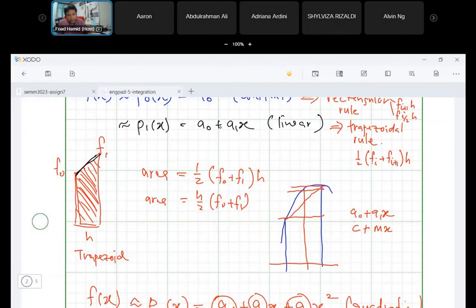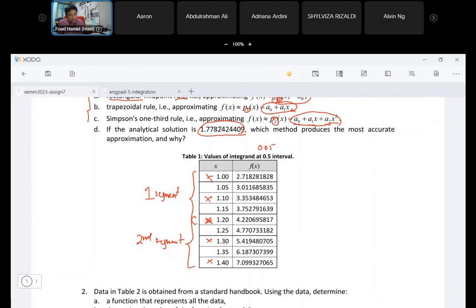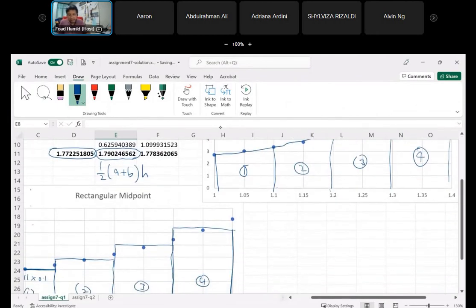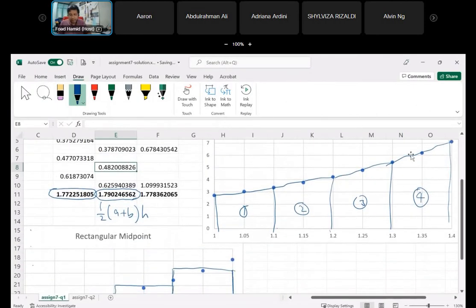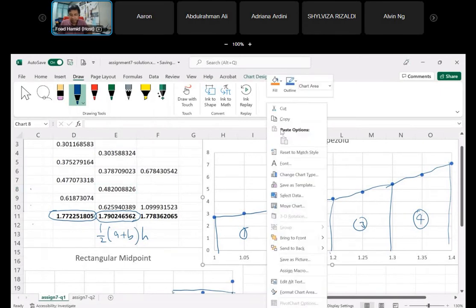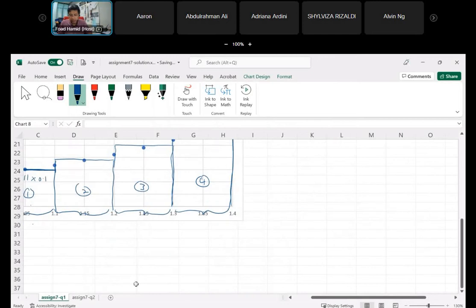Sorry, it is in my Excel. Okay, so all right, let me copy this and let's use somewhere here.